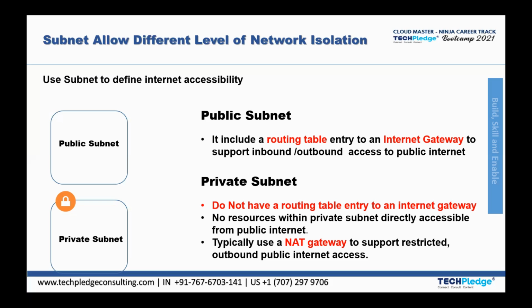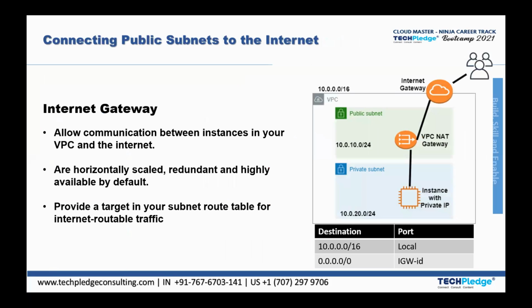Typically, we use a NAT gateway to support restricted outbound public internet access. Yes, it restricts the access for the public internet access. Now, here is the scenario. What is the scenario? We are having the route table. We got our diagram, whatever this example will be. We got some points here.